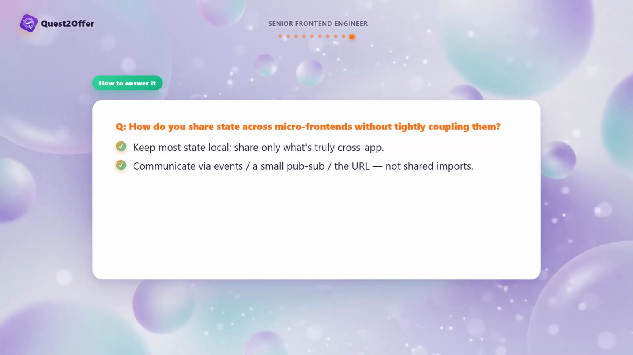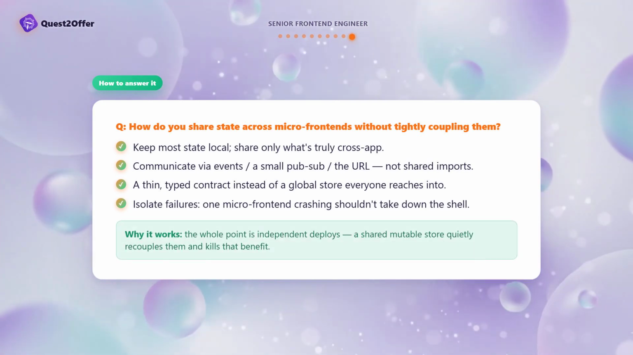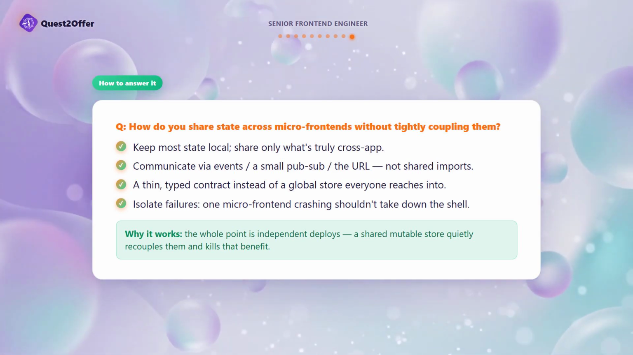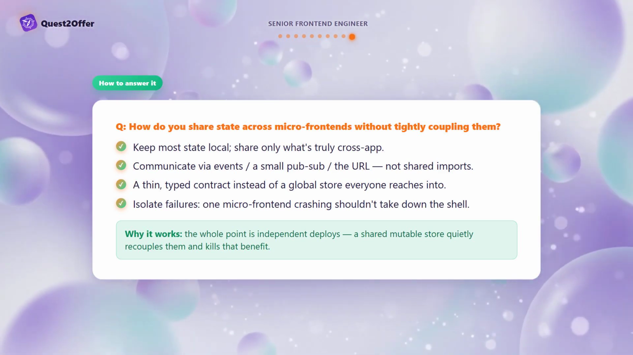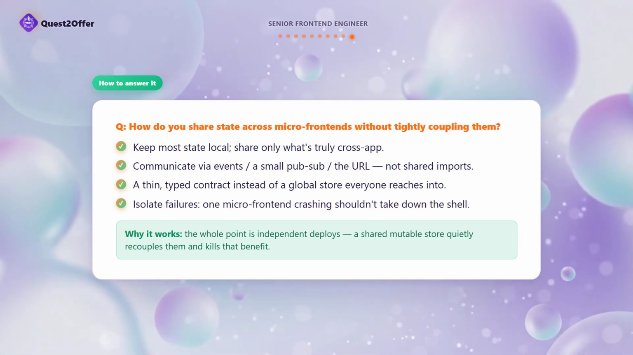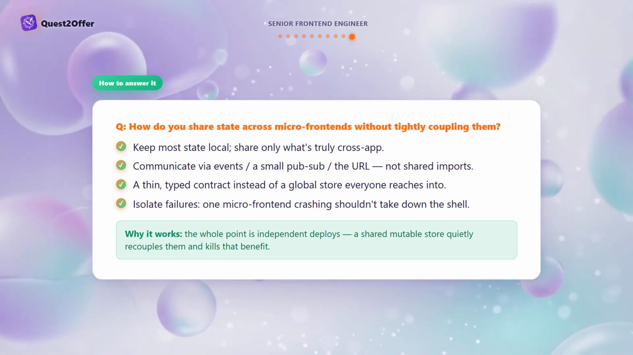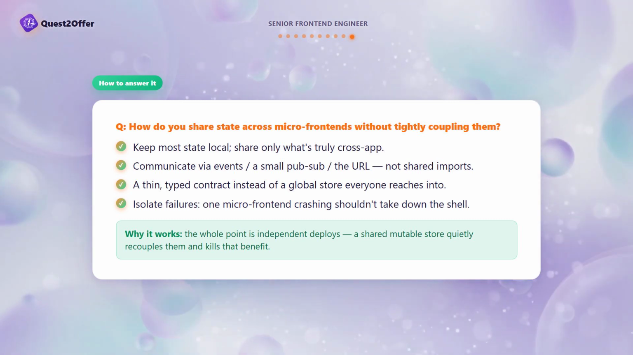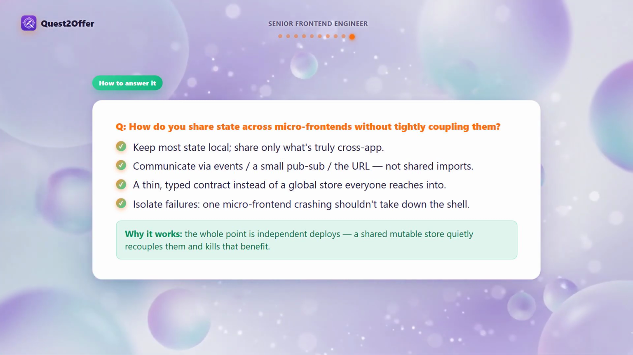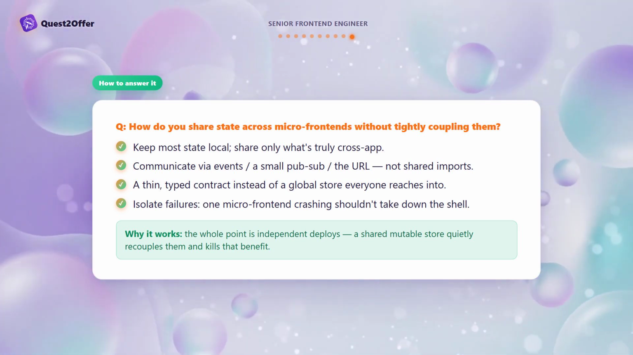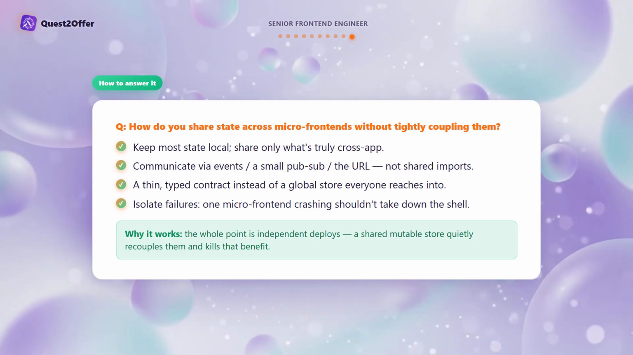Keep most state local and share only what's truly cross-app. Communicate through events, a small pub sub, or the URL, not shared imports. Define a thin, typed contract instead of a global store everyone reaches into. And isolate failures, so one micro-frontend crashing doesn't take down the shell. The whole point is independent deploys. A shared store quietly recouples everything.